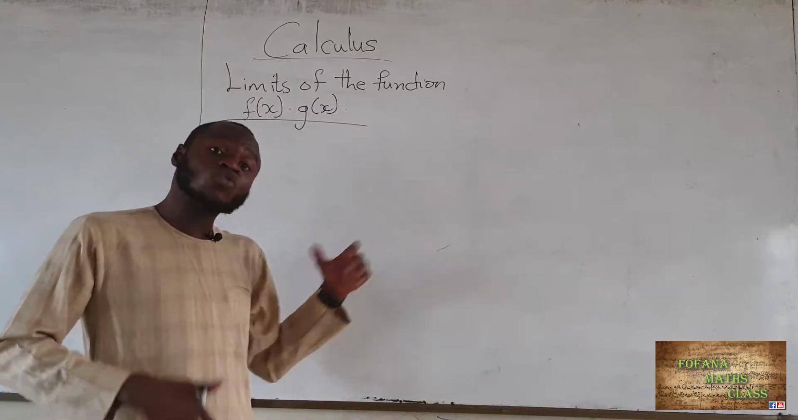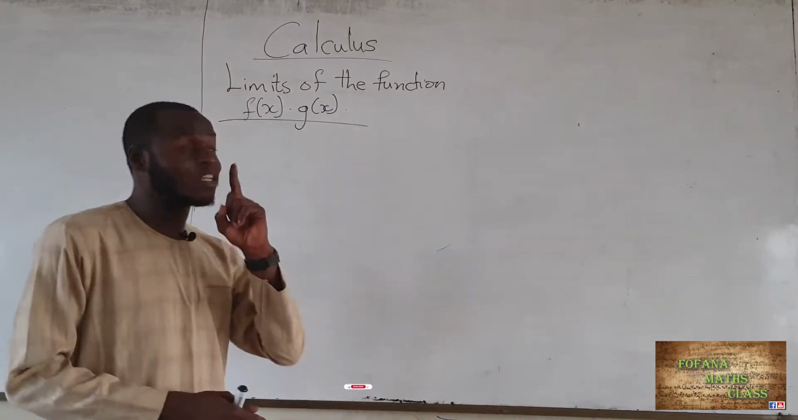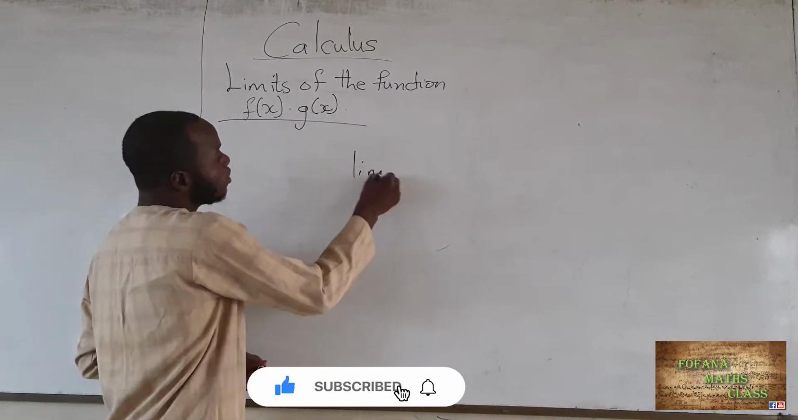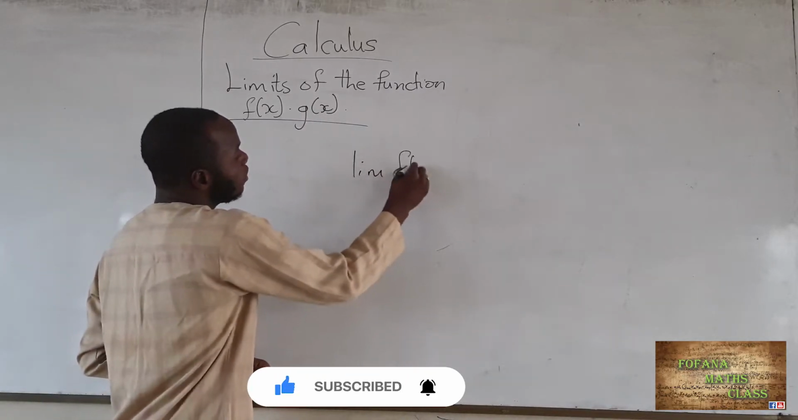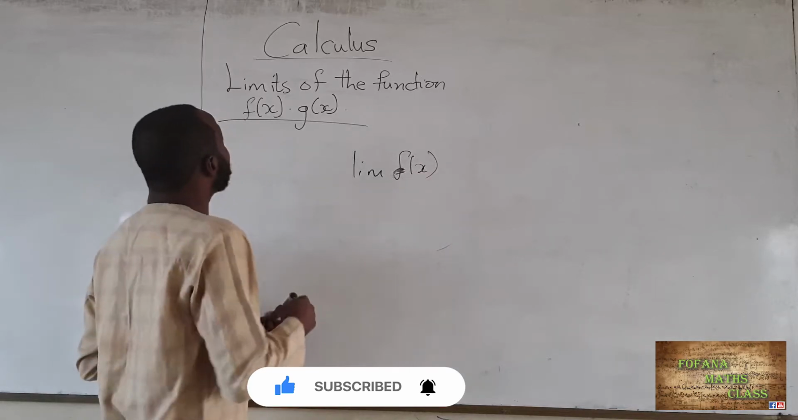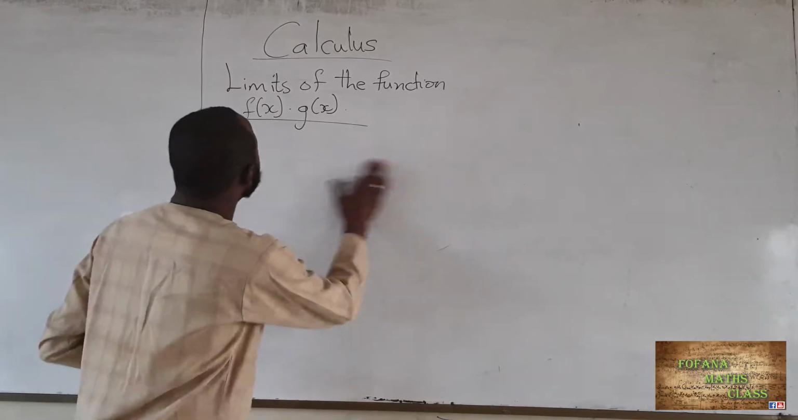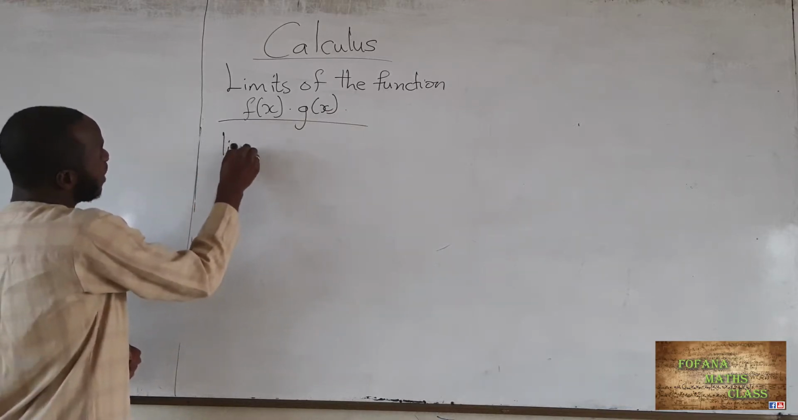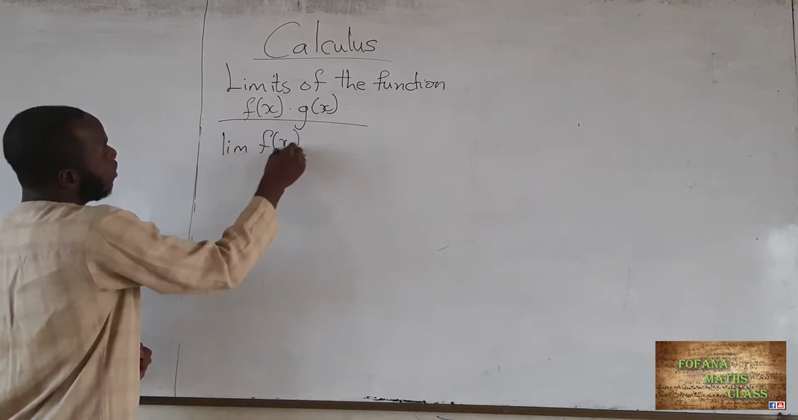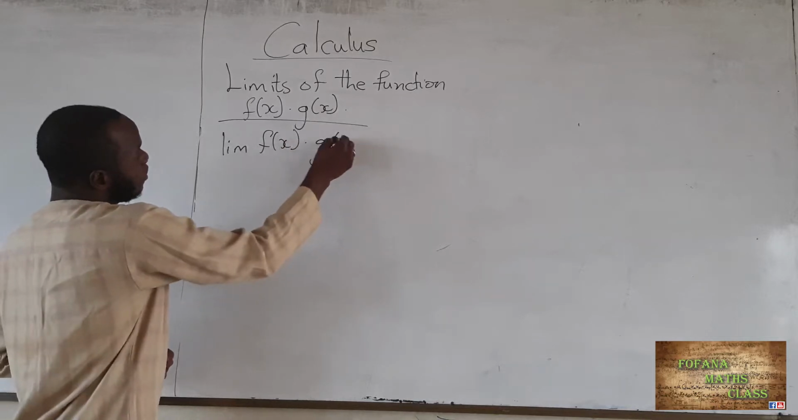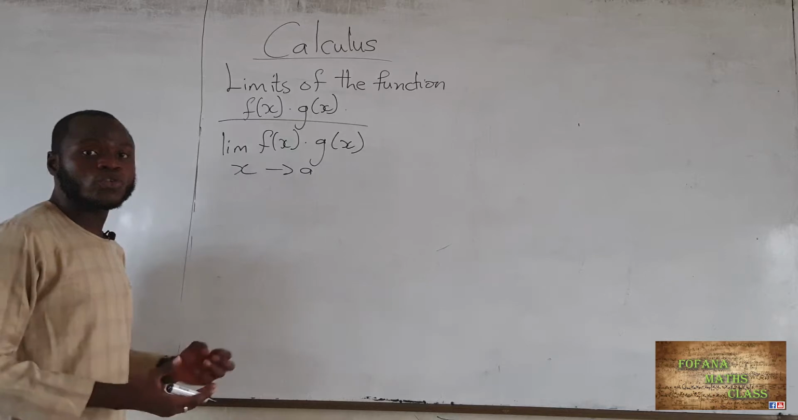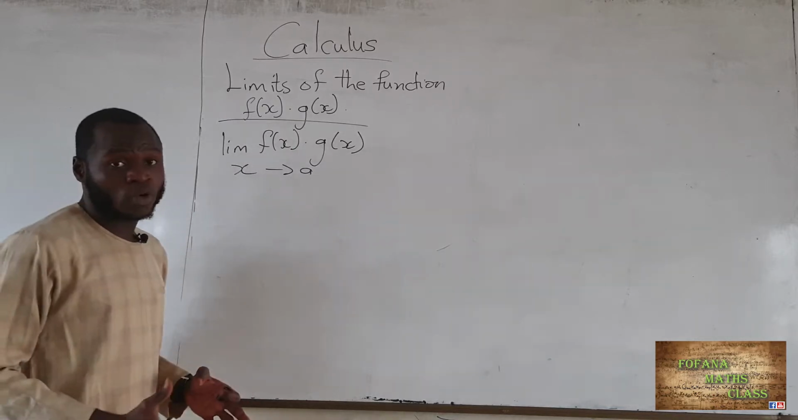Mostly, in those that we did previously, you have just one single function, maybe f of x or g of x, and you find the limit of f of x only. Here they've given us the limit of f of x and g of x at the same time. The expression is like this: the limit of f of x times g of x as x approaches a certain value a. How do you do this? It's very simple.